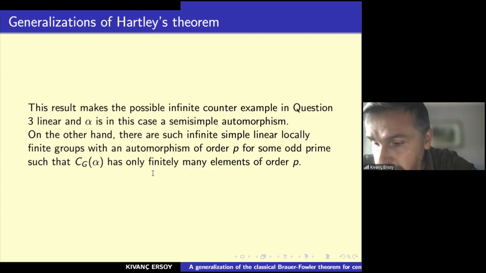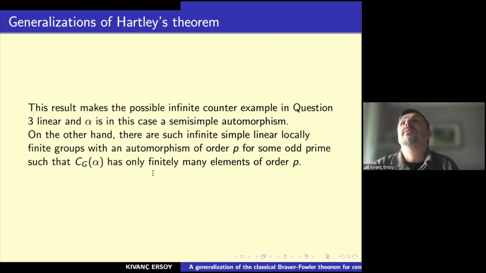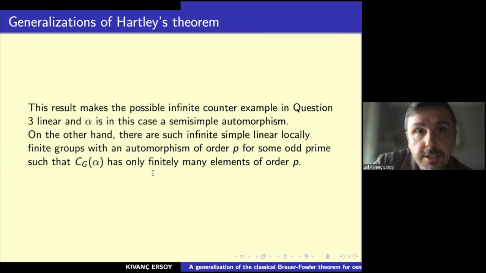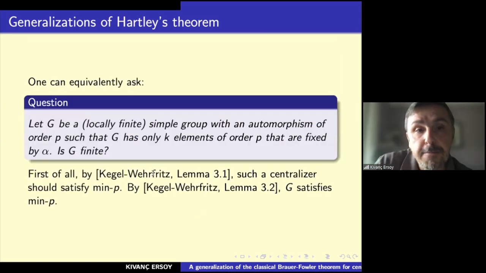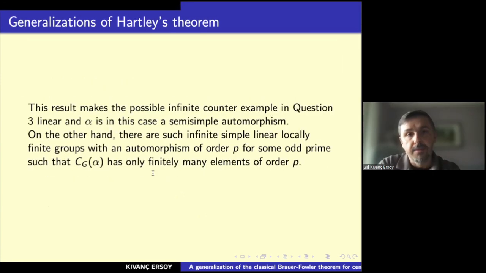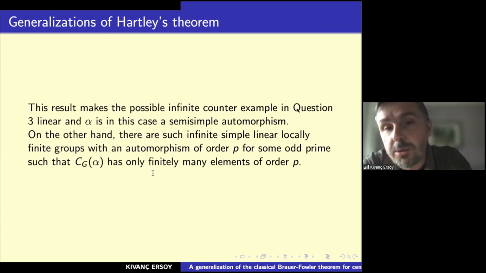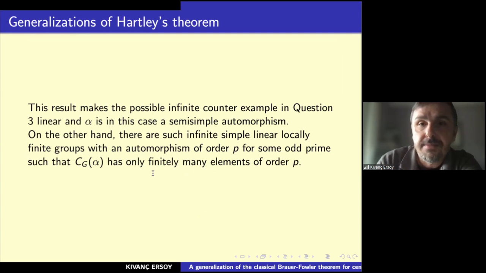But what happens if there is a prime occurring only finitely many times? Namely, like in question 3, what happens if there are only k elements of order P that are fixed by alpha? There are some infinite examples of simple locally finite groups with an automorphism of order P for some odd prime such that C_G(alpha) has only finitely many elements of order P. This comes from the existence of finite simple groups with cyclic Sylow subgroups.